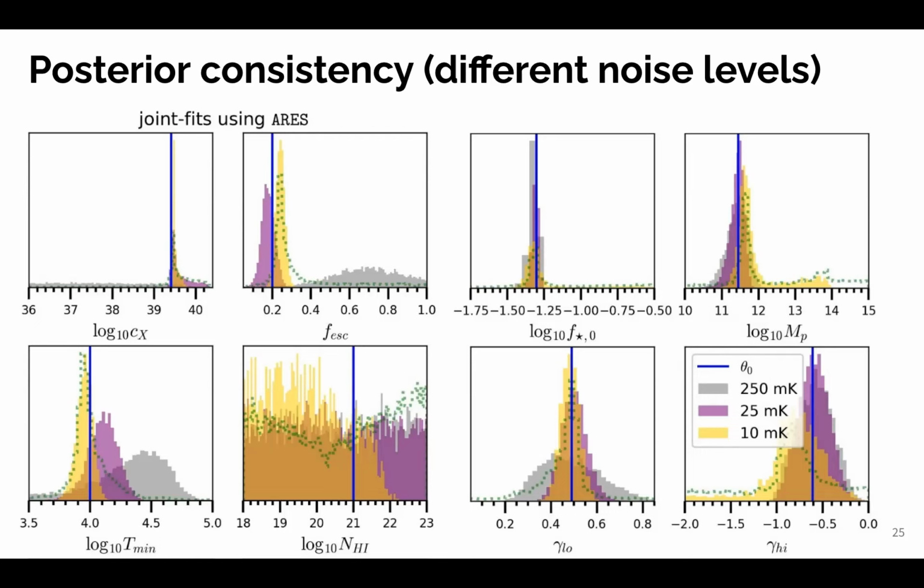And I should say that these distributions are obtained using Aries, but they're very similar if we were to look at the ones obtained using global EMU.